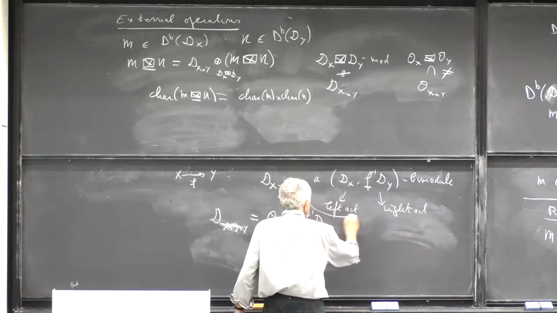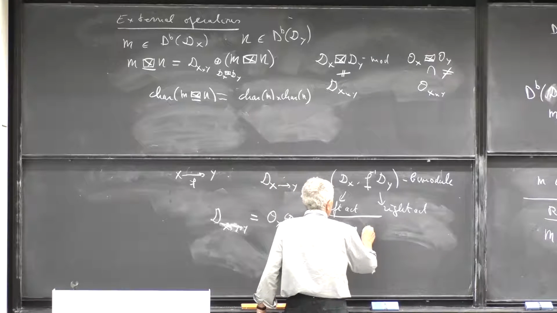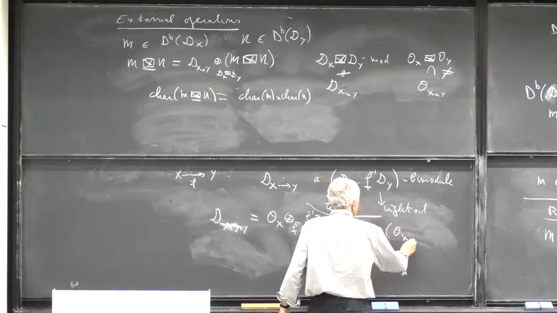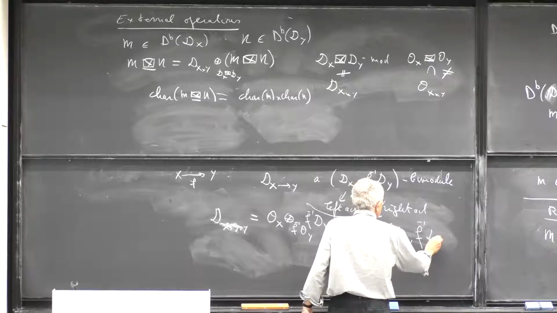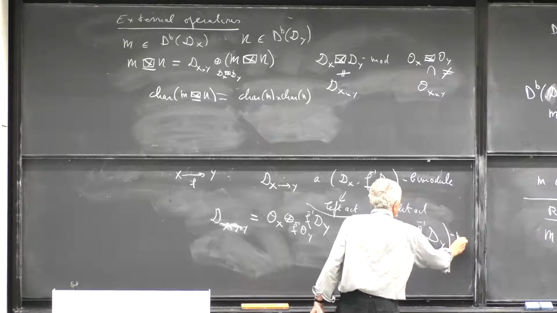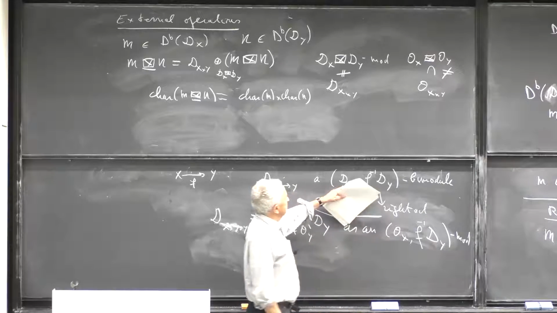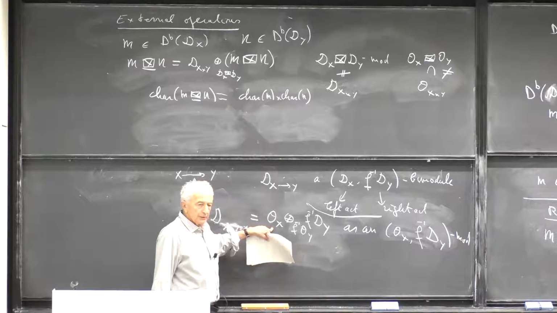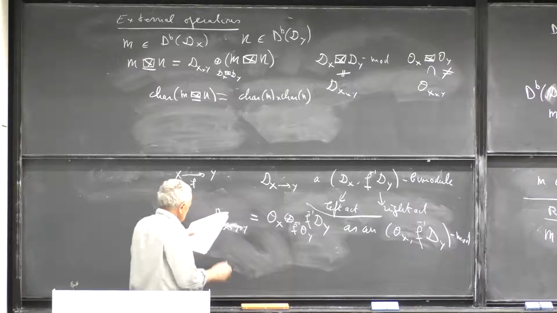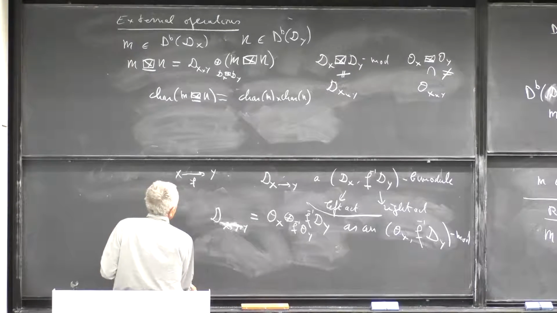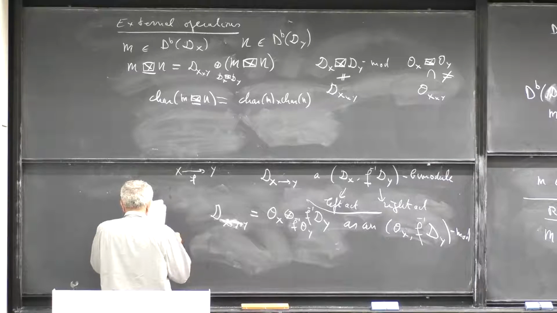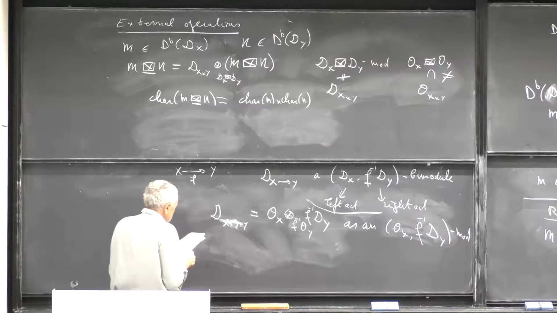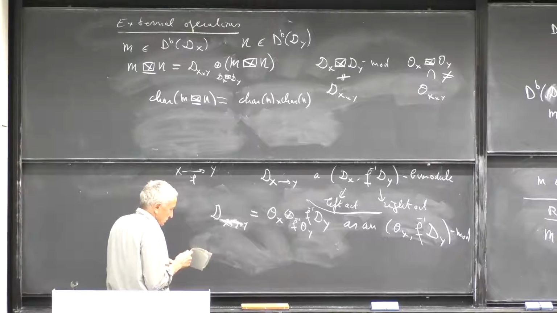So this is true as an O_X, f^{-1}D_Y module, but not as a D_X module. The action of D_X here is not the stupid action on O_X. So I just say quickly, maybe it's useless because it will need more details.